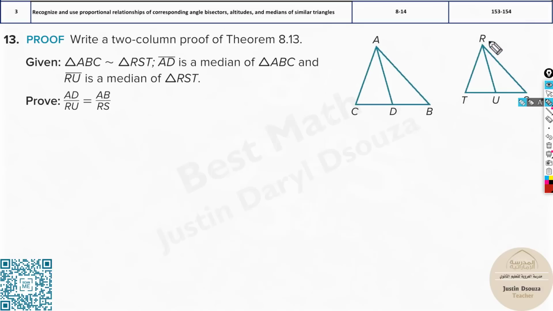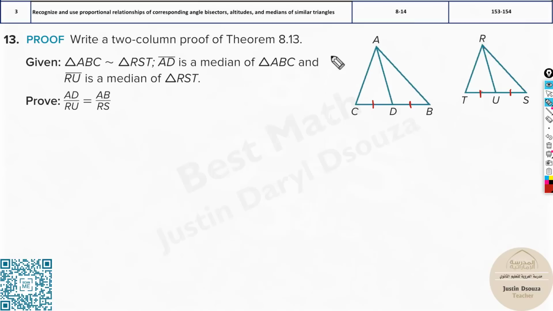Triangle ABC is similar to triangle RST, that's given. AD is a median. Median means these both are equal to each other, okay? And then RU is the median. Over here they have told us the same thing. And the whole triangles are similar to each other.